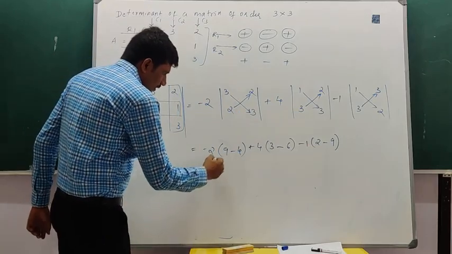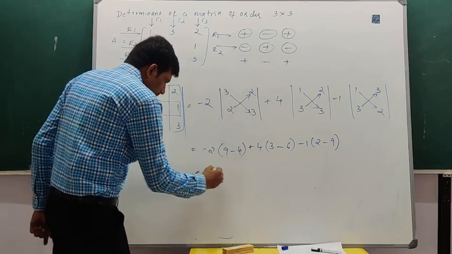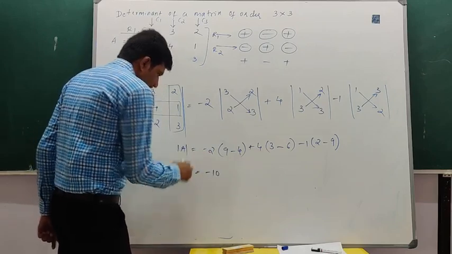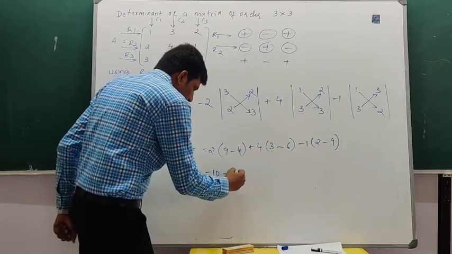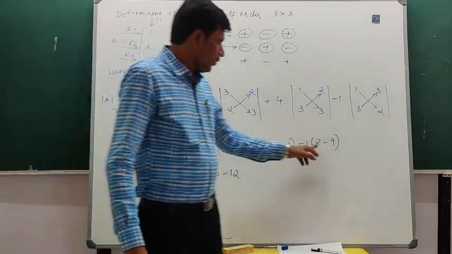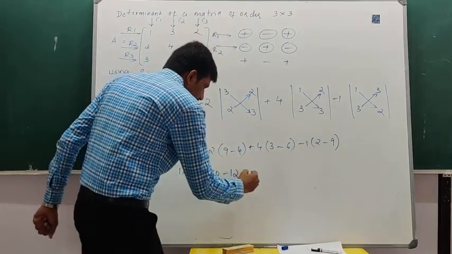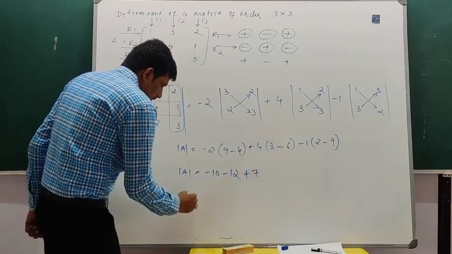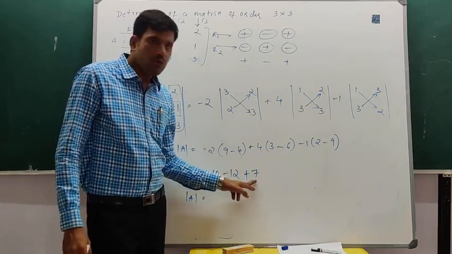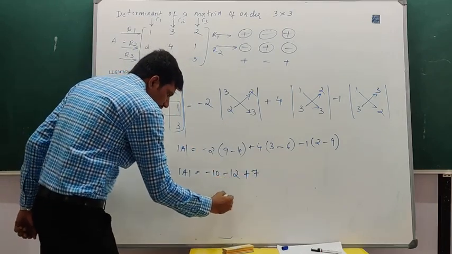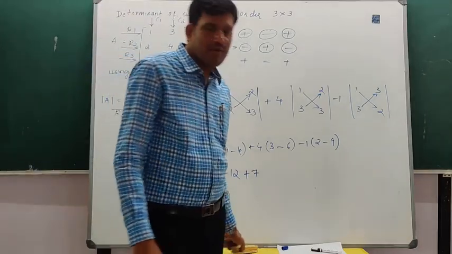Right? So now see here. 9 minus 4 is 5. 5 into minus 2 is minus 10. Right? So 3 minus 6 is minus 3. Minus 3 into plus 4 is minus 12. Right? So 2 minus 9 is minus 7. Minus 7 into minus 1 is plus 7. So determinant of A is minus 10 minus 12, minus 22. Minus 22 plus 7, that is minus 15. We can see that by using R1 also we expanded and we got the answer, that is minus 15.